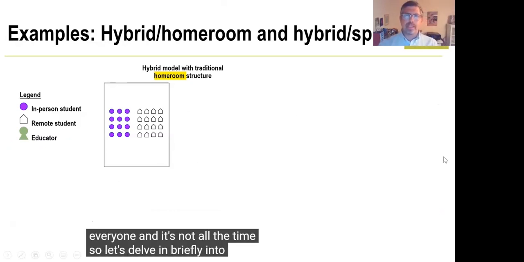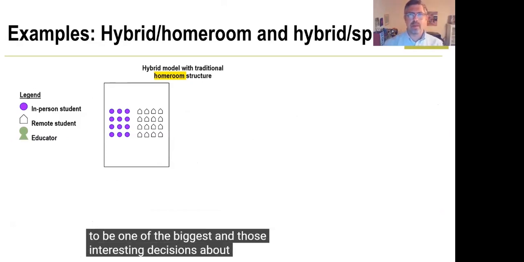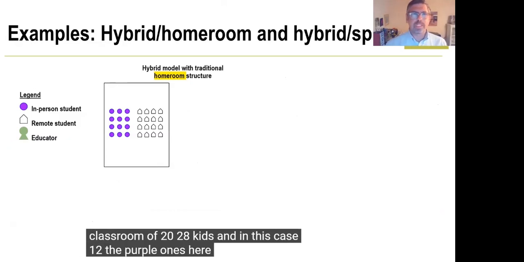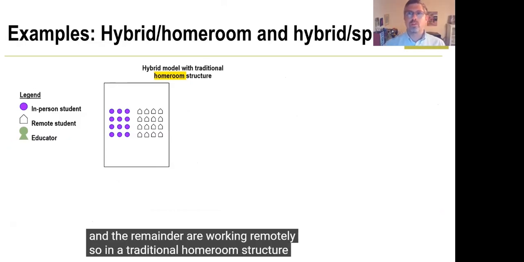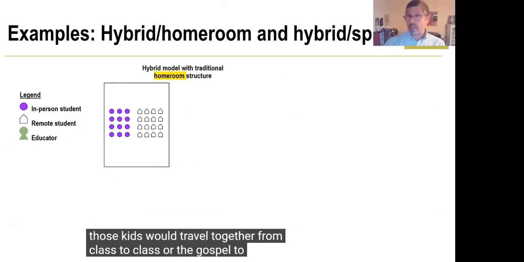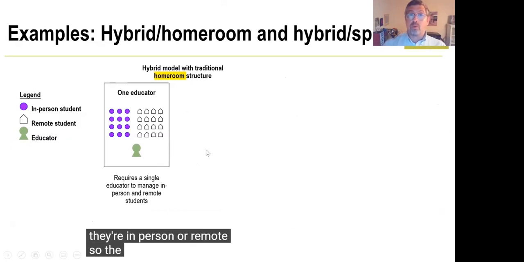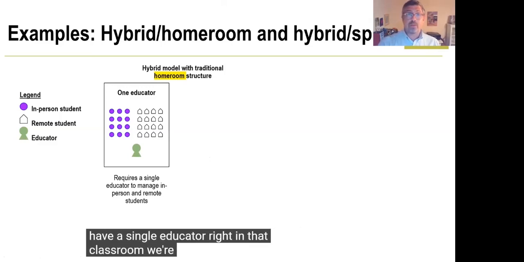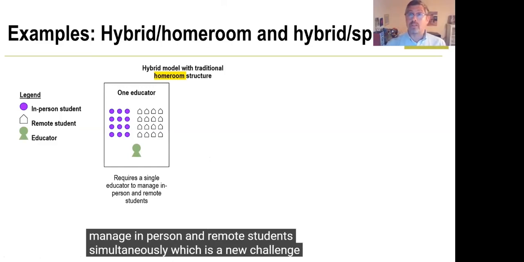So let's delve in briefly into this idea of homeroom versus split. This turns out to be one of the biggest and most interesting decisions about the hybrid modeling work that we've done. And I'd like you to consider for a moment a classroom of 28 kids, and in this case, 12, the purple ones here, are in person and the remainder are working remotely. So in a traditional homeroom structure, those kids would travel together from class to class, or the class to them, as the case may be, regardless of whether they're in person or remote. So the simplest way to do this, in some ways, from a resource standpoint, would be just to have a single educator running that classroom. We're asking that educator to manage in-person and remote students simultaneously, which is a new challenge.